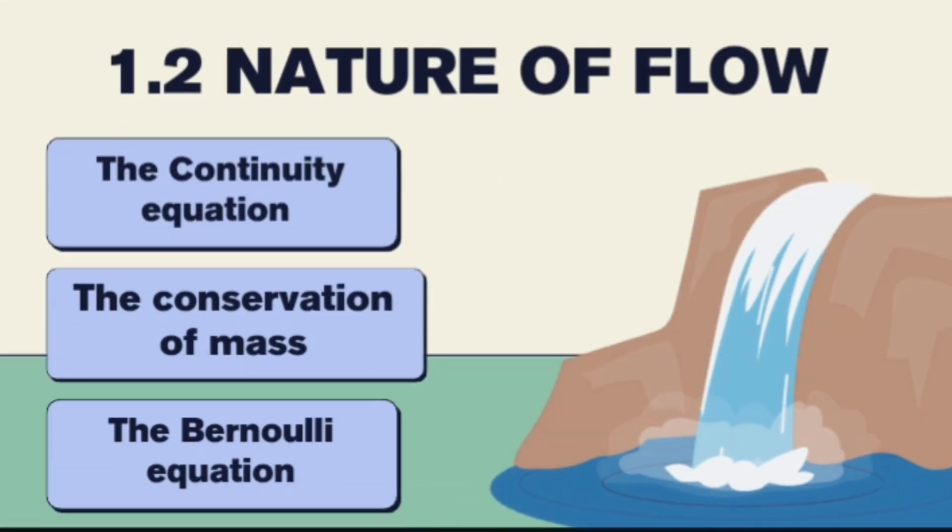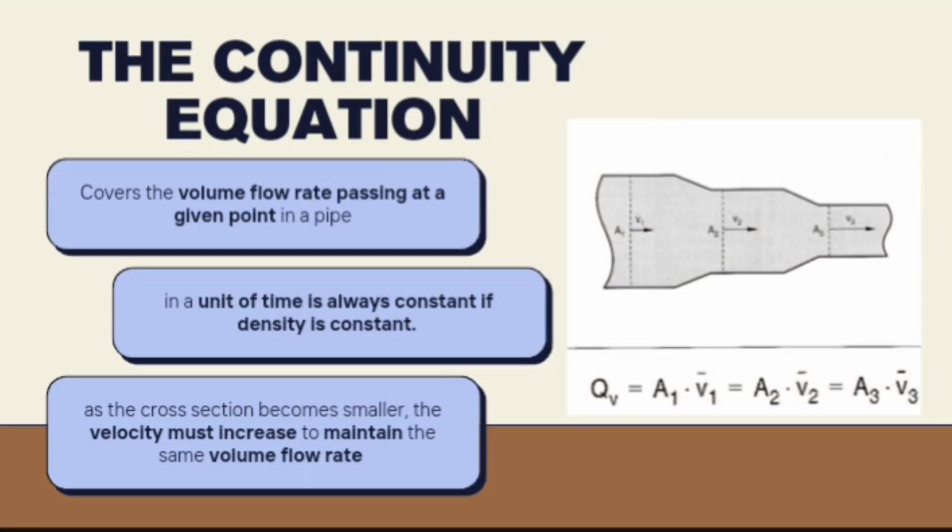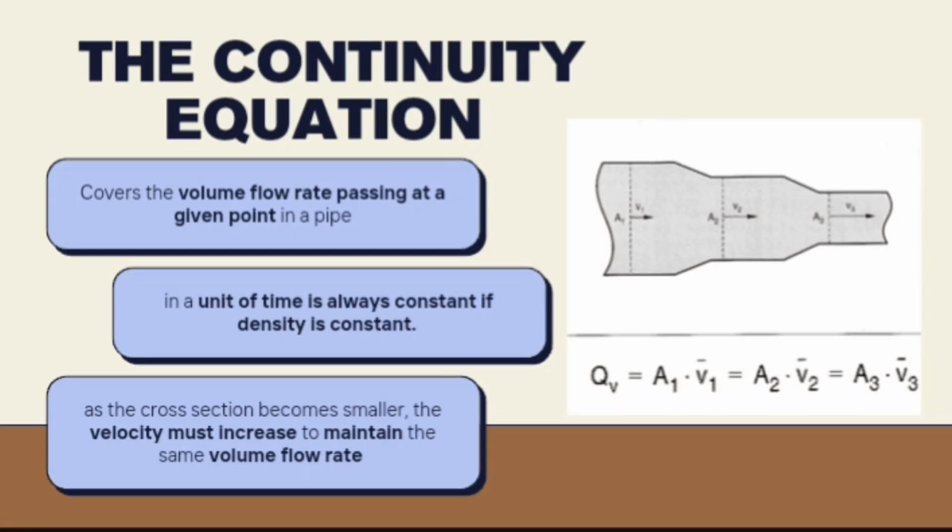And now, we continue to the next subpoint. The nature of flow. Here are some basic laws that govern the nature of fluid flow. The continuity equation, the conservation of mass, the Bernoulli equation. The continuity equation. This law covers the volume flow rate passing a given point in a pipe. The volume flow rate flowing through a pipe cross-section A in a unit of time is always constant if density is constant. As the cross-section becomes smaller, the velocity must increase to maintain the same volume flow rate.